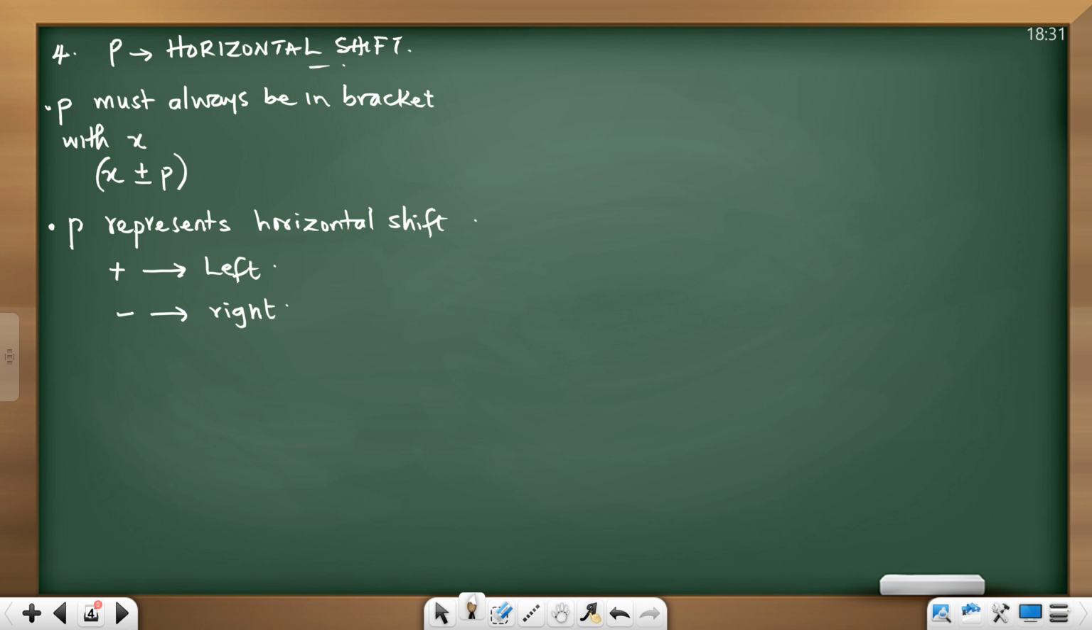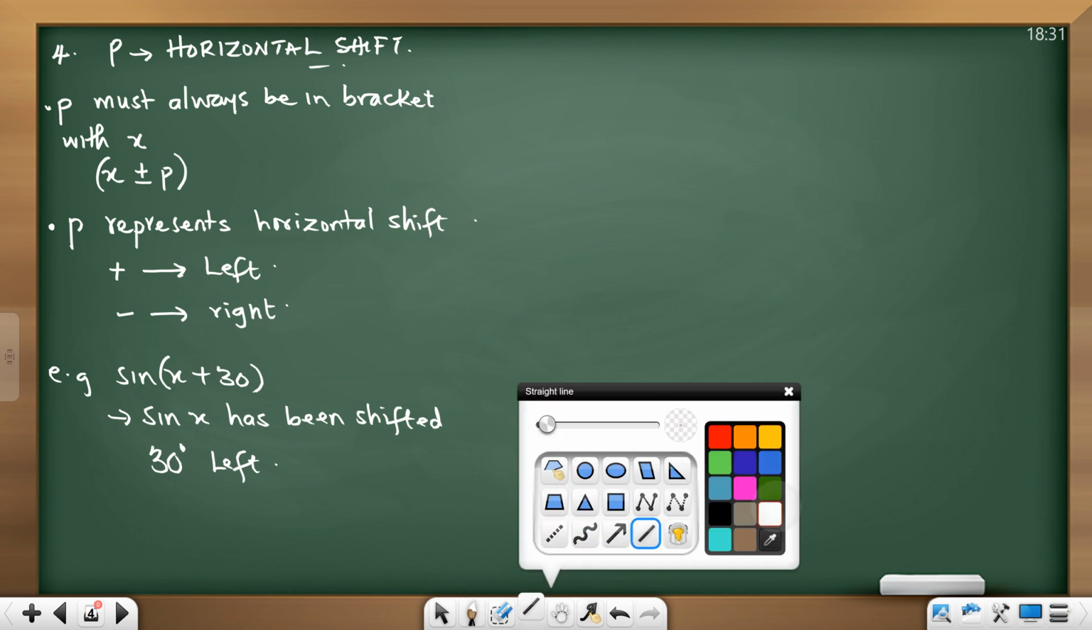Same thing with our normal functions in paper 1. So if I give you an example, if I tell you sine x plus 30, what am I saying? I am simply saying sine x has been shifted 30 degrees, where? Left. We're done with P. Please take note, it must be in brackets. If it's not in brackets, it means something else completely.